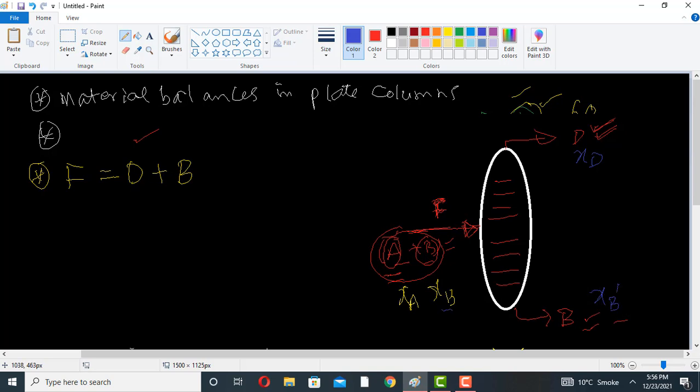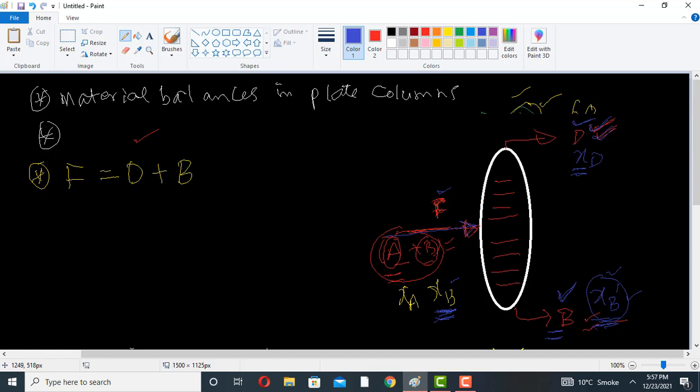So this XB is the mole fraction of the less volatile component in the liquid mixture which is coming to the distillation column. This XD is the mole fraction of the more volatile component in the top product, the distillate, D. Similarly, the mole fraction of the more volatile component in the bottom, B, is denoted by XB dash. So don't confuse this XB dash and XB. XB is the mole fraction of the less volatile component in the feed, and XB dash is the mole fraction of the more volatile component in the bottom product, B.